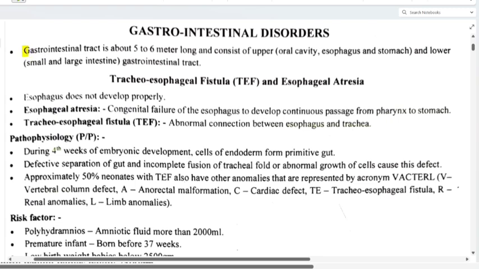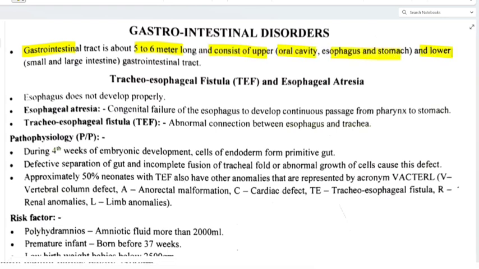The gastrointestinal tract is about 5 to 6 meters long and consists of the upper part, that is the oral cavity, esophagus and stomach, and the lower part, that is the small and large intestine. So one by one we will be discussing the GI disorders. So the first topic is TEF.